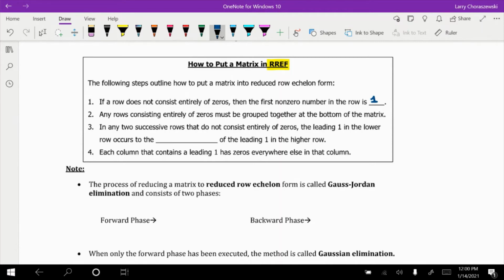Number 3 tells you something about the positioning of the leading ones. The leading one in the next row down should be further to the right of the leading one in the row that comes before it. It says, in any two successive rows that don't consist entirely of zeros, the leading one in the lower row occurs to the right of the leading one in the higher row.